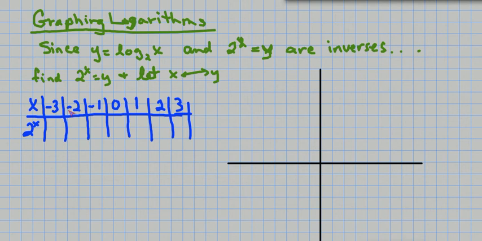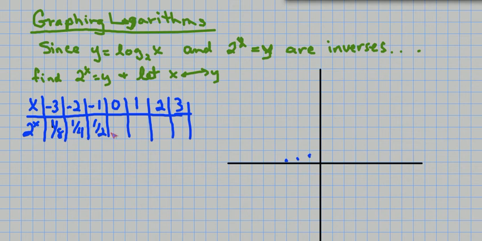If I raise 2 to the negative 3, that's the same as 1 over 2 to the third, or 1/8. So I've got negative 3 and positive 1/8, a pretty small value there. Negative 2: 2 raised to the negative 2 is the same as 1 over 2 squared, which is 1/4. If I do negative 1, 2 raised to the negative 1 is the same as 1 over 2 to the first, or 1/2.